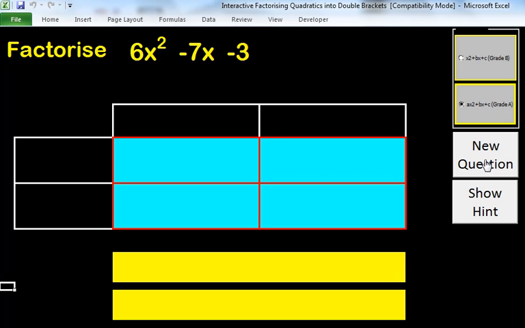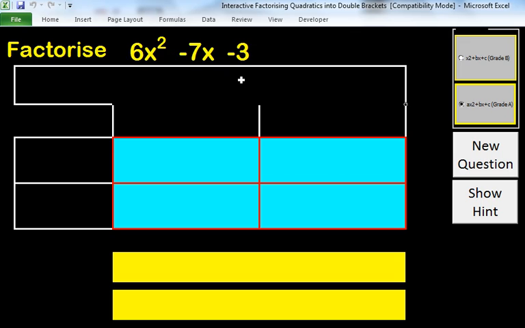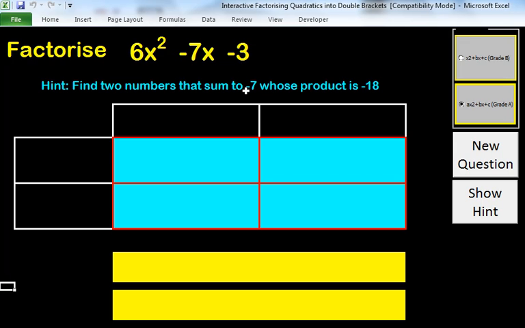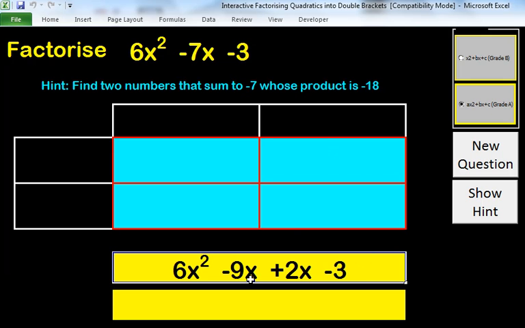Factorising grade A expressions, again we hit new question, we'll get a variety of different questions come through here. So there we can hit the hint button if we want to, or we can just hit up there the area. So we're finding two numbers that sum to give minus 7, whose product is minus 18. Again, we can find those two numbers there is minus 9x plus 2x.